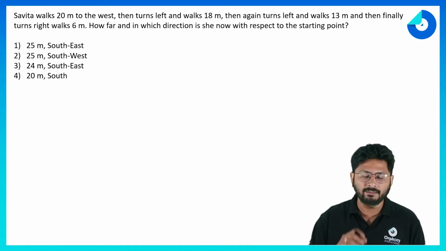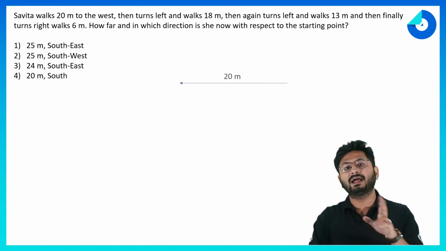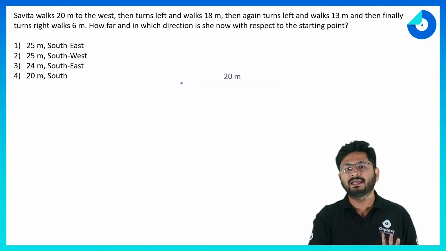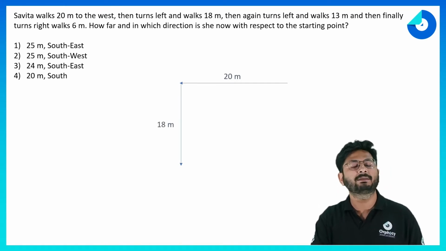Simultaneously, we'll make the diagram. So Savita walks 20 meters to the west. तो यहाँ पर मैंने 20 meters का arrow create कर दिया. Then she turns to the left and walks 18 meters. It will look something like this.